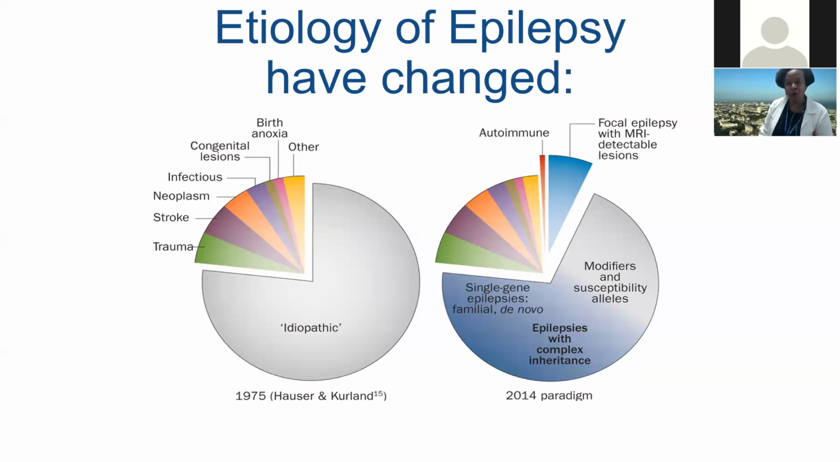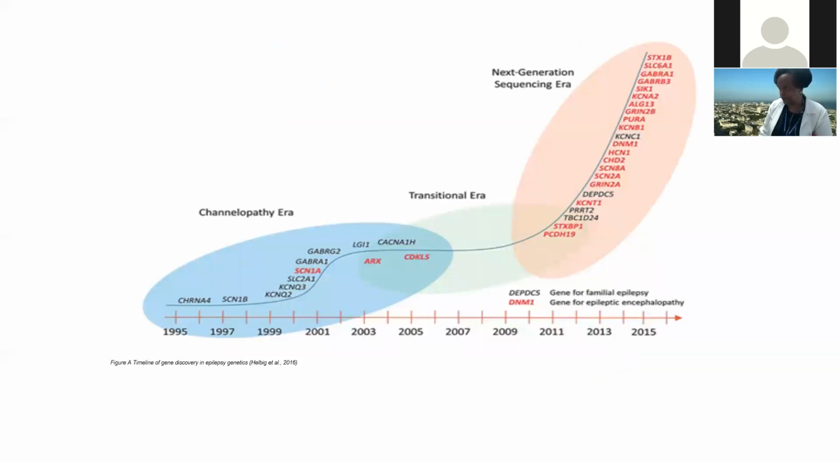But let me show you how the landscape of gene detection has changed what we know about epilepsy. In the 90s and early 2000s, it was the era of the channelopathy, because we discovered SCN1A, which is the most prominent epilepsy in this group, and there were other potassium and sodium channelopathies also identified in that era. And that era finished in 2004 when we discovered the CDKL5 gene out of patients who were Rett negative, okay?